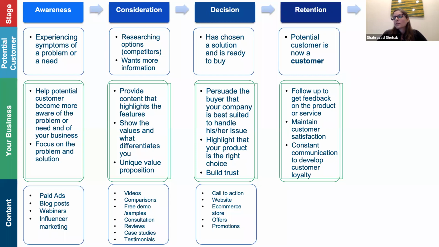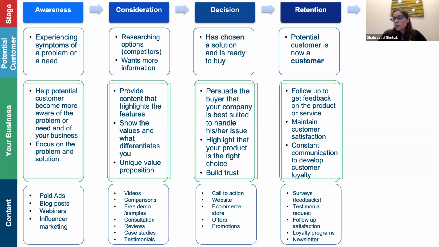Your content should focus on maintaining customer satisfaction, and at this stage, you should have constant communication with your customers to be able to develop customer loyalty. Some content suggestions, you can consider surveys to get feedbacks to see if your customers are happy or not. You can ask your customers to provide testimonies, and as we have mentioned before, these are a great way to have social proof and to convince other people to buy.